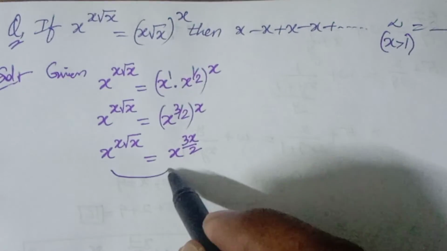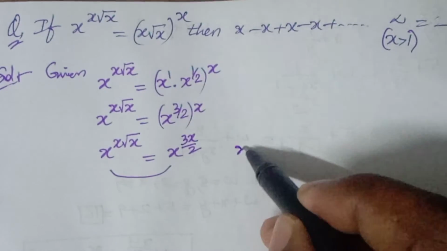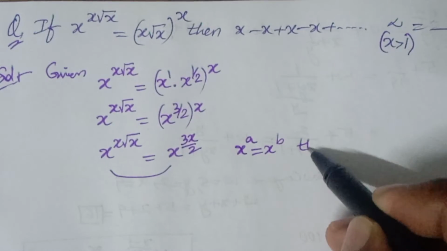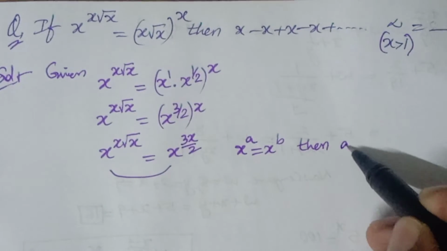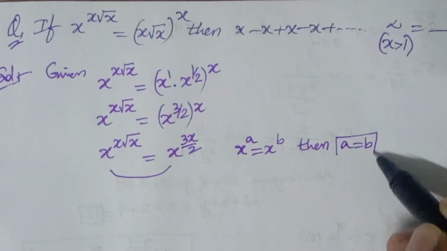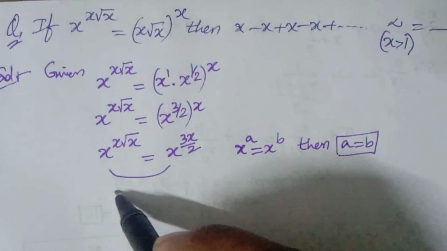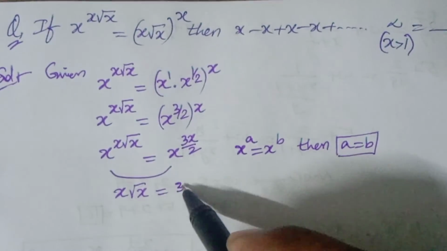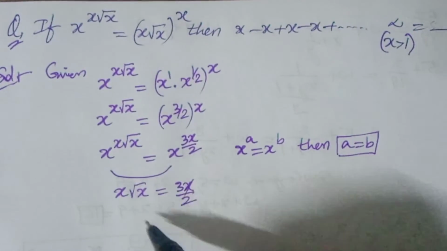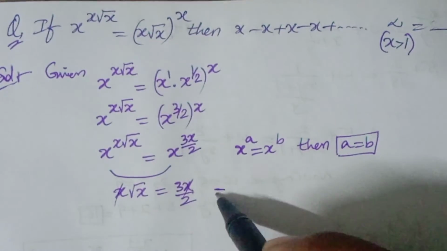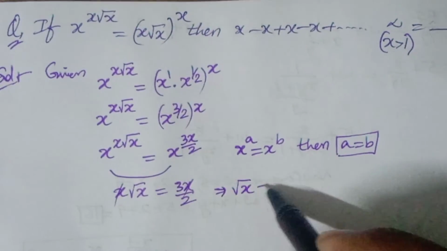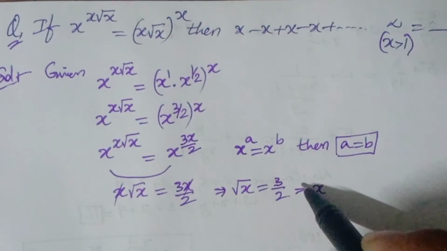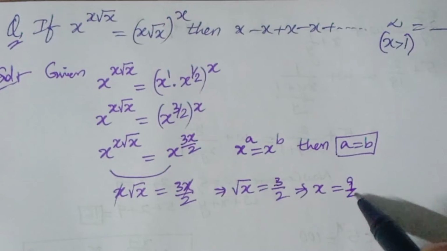Now the bases are equal. So here x power a is equal to x power b, then the powers will be equal. So here you can write x root x is equal to 3x by 2. x gets cancelled. That implies root x is equal to 3 by 2. That implies x is equal to 9 by 4.